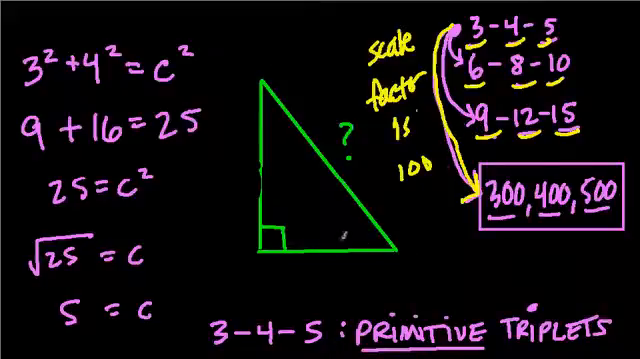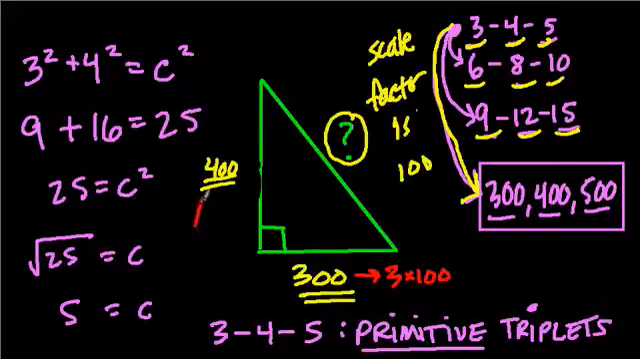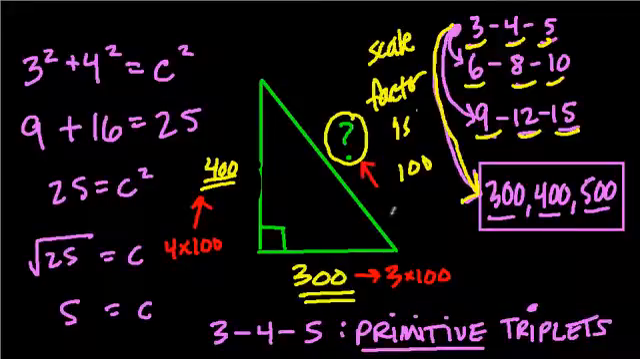How could I use it to my advantage? Well, if I gave you a 300, 400, and then asked you for the hypotenuse, instead of having to square 300, square 400, and add them up, you could realize that this is based on a 3, 4, 5. That this side right here is really just 3 times 100, and that this side here is really 4 times 100. So this last side would have to be what? Well, it's based on a 3, 4, 5, so it has to be 5 times 100, or 500. So you can use this to your advantage instead of squaring really large numbers, by thinking about what the triplet is.